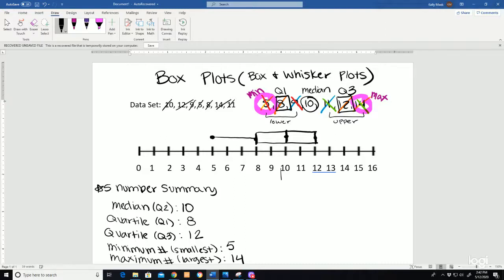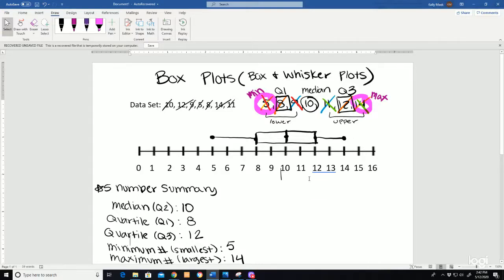Okay. And then I'm going to put a dot at my largest, my maximum, which is at 14. And then I'm going to draw a line and connect it like that. So this is a completed box and whisker plot. Now you can kind of see why it also is called a box and whisker. You have your box, and then you have a whisker coming off of each side of the box.